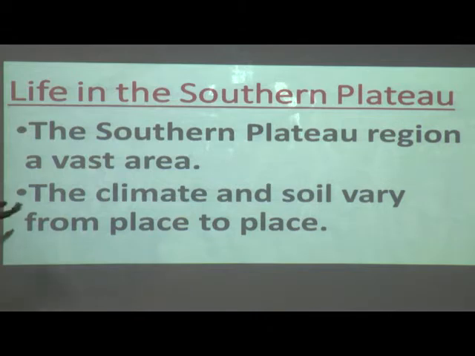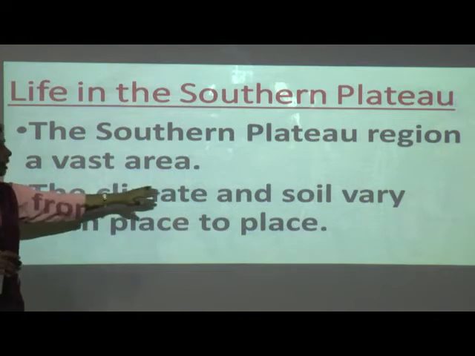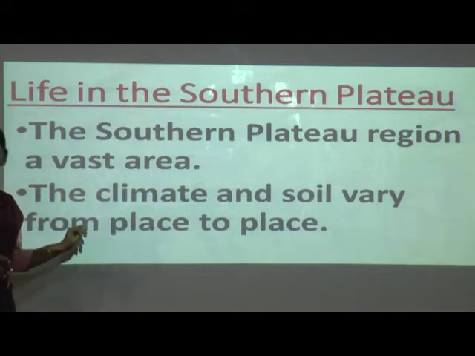Now let us go to the next part. In that lesson we studied all these things. Now, as a continuation, we are going to study the Southern Plateau. Okay, now what is the Southern Plateau region? It is a vast area. How is the climate there? The climate and the soil vary, meaning they are different from place to place. Where you are staying, the climate is different. Where they stay, the climate is different. The climate and soil are different from place to place.